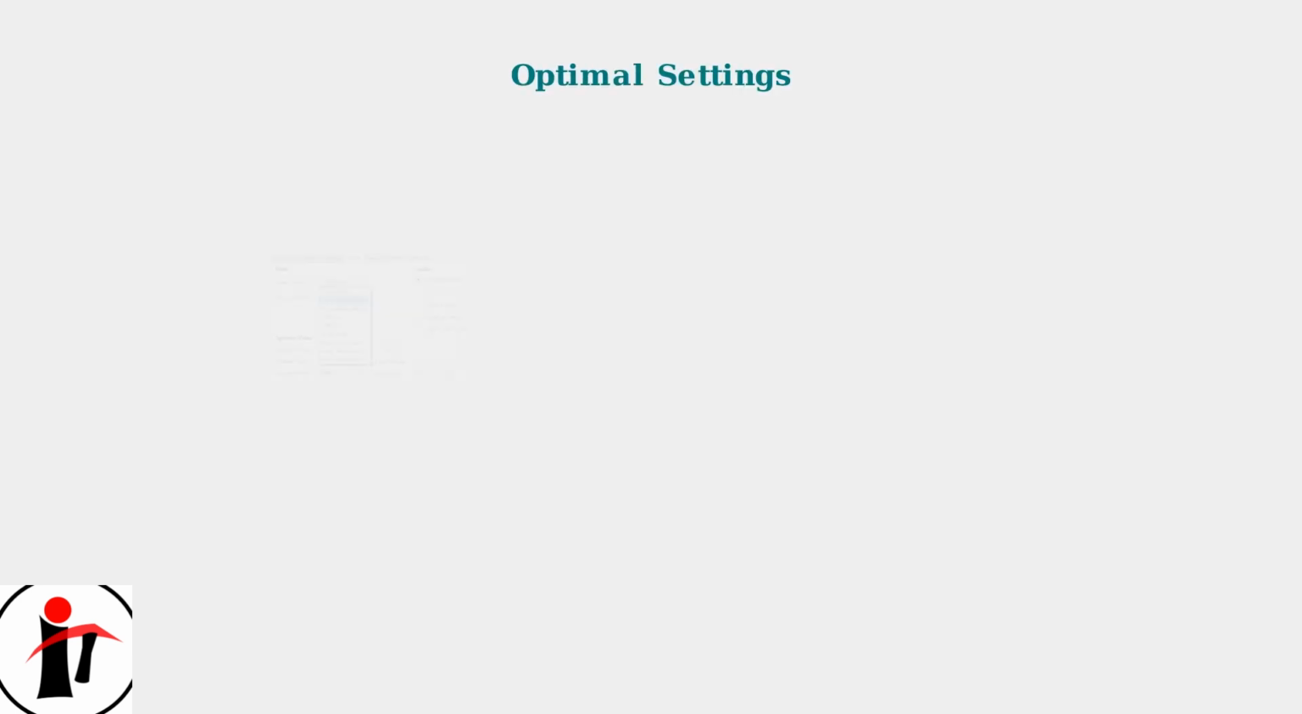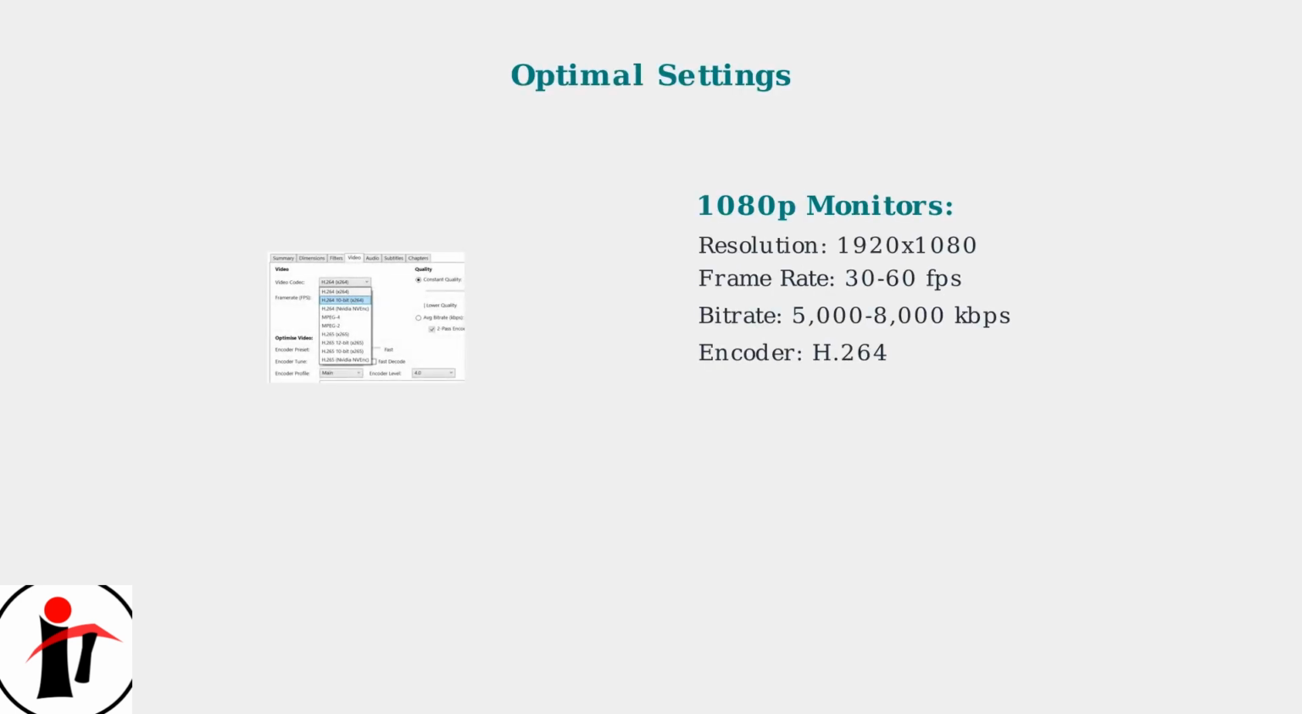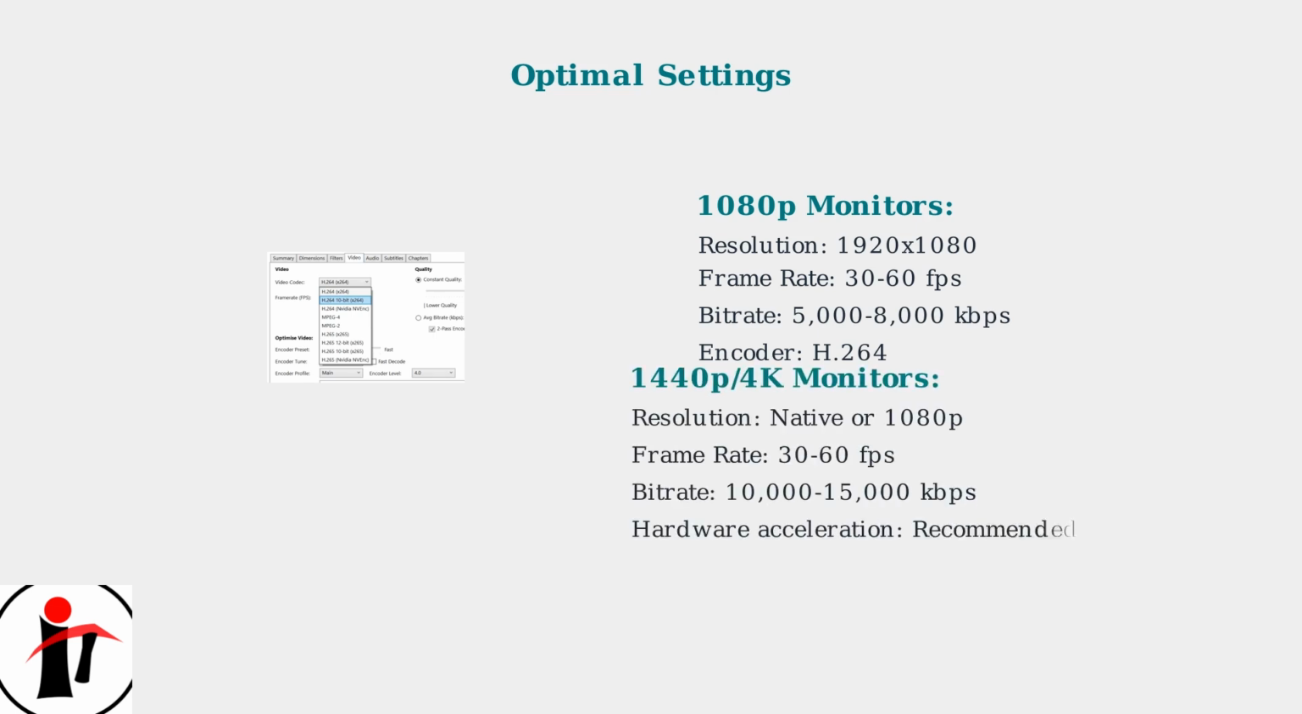For optimal recording quality, use specific settings based on your monitor resolution. 1080p monitors work best with H.264 encoding, 30 to 60 FPS frame rates, and bit rates between 5,000 to 8,000 kbps. For higher resolution monitors like 1440p or 4K models, increase the bitrate to 10,000 to 15,000 kbps for 1440p recording. Hardware acceleration is strongly recommended to maintain smooth performance during recording sessions.